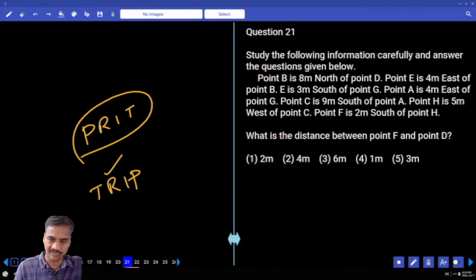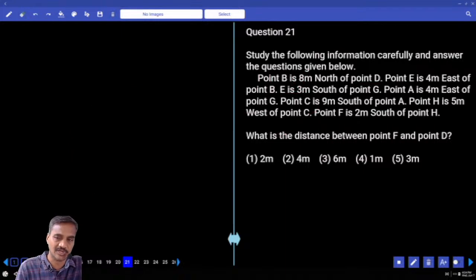Then next one, 21 onwards. Now it is based on blood relations. Directions. B is 8 meters to the north of D. Now this is B and this is D. B is 8 meters to the north of D.